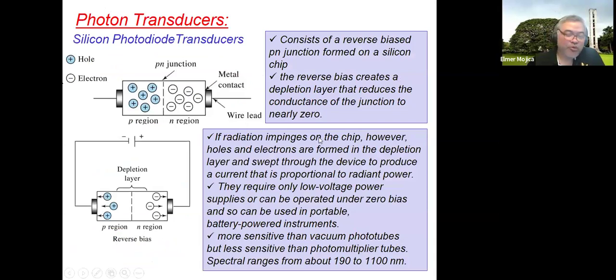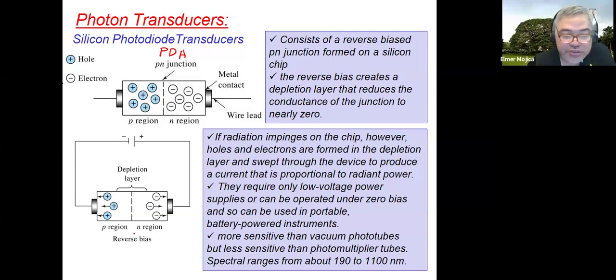And then we also have the photodiode. This is what we call the PDA, the photodiode array. So the silicon photodiode. Here you have the individual photosensitive elements, small silicon photodiodes, each of which consists of a reverse-biased p-n junction formed on the silicon chip.